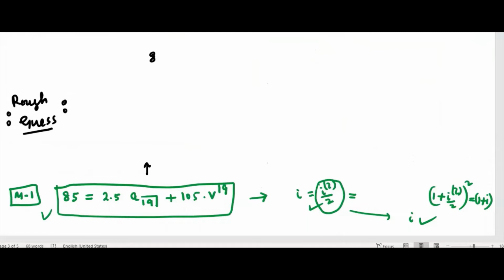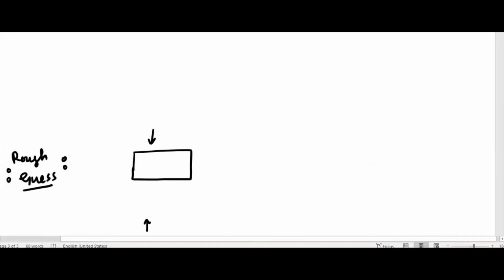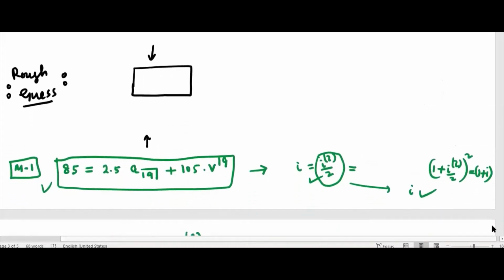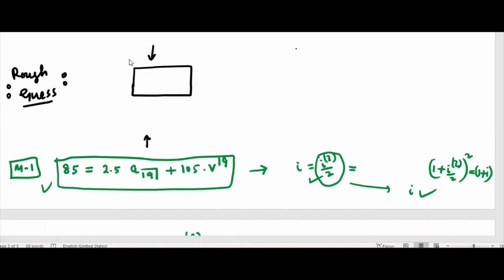If you find the value at 8%, I'll tell you another way. You can use the binomial theorem. In the binomial theorem, if you take two terms, this is the easiest. If this works, that's fine. (1 plus x) to the power n is approximately equal to 1 plus nx. You can try with this. I would like to try with this.